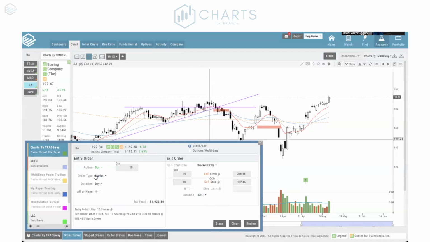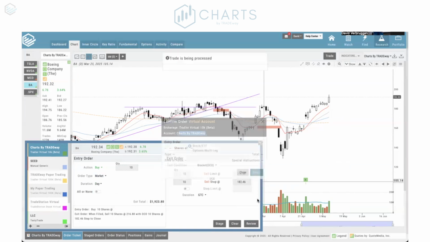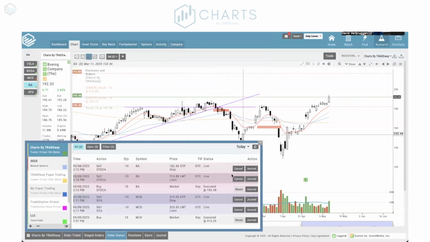So buying 10 shares at the market price just to make sure it goes through. And then these are going to be my exit conditions. I've got an automatic bracket order that's been built where I dragged the lines, and it's good till cancel there. I'm going to click review, triple check virtual account. This is my Charts by TRADEway account, and this is all the criteria that we had set before. Click submit and continue. By now, you know what you're looking for.